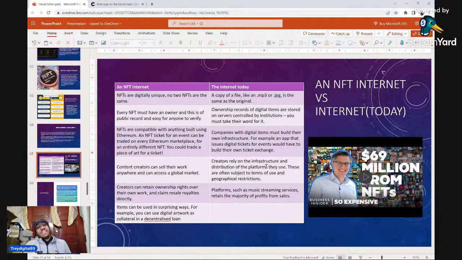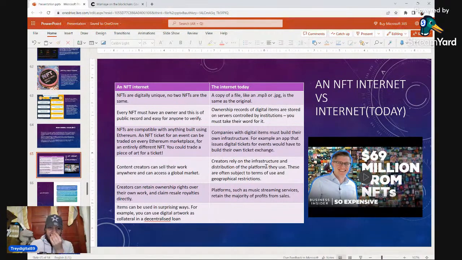So look, you put your art as an NFT, you get more money, or you use another platform and you get less money. So that's self-explanatory. You, the creator, get more money for your creativity, but if you utilize these companies, these institutions, they're taking more money from your creativity.